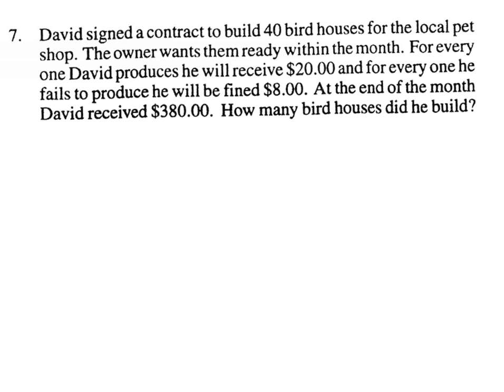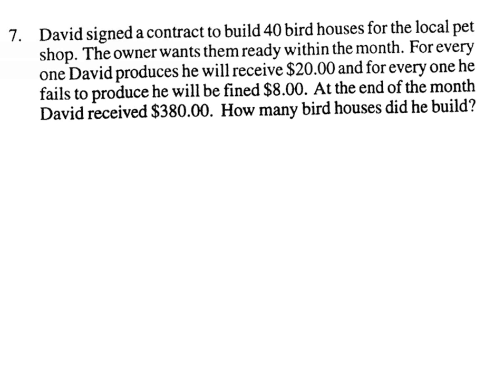This is number 7 from the 1994 Mathcounts school round. It says David signed a contract to build 40 birdhouses for a local pet shop. The owner wants them ready within the month. For every one David produces, he'll receive $20, and for every one he fails to produce, he'll be fined $8. At the end of the month, David received $380. How many birdhouses did he build?